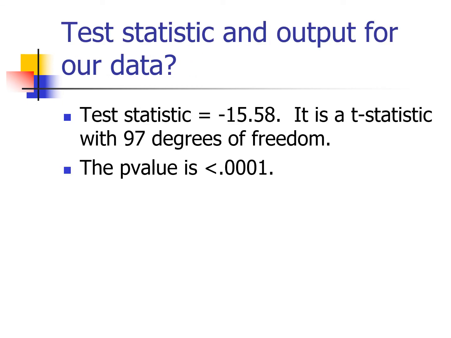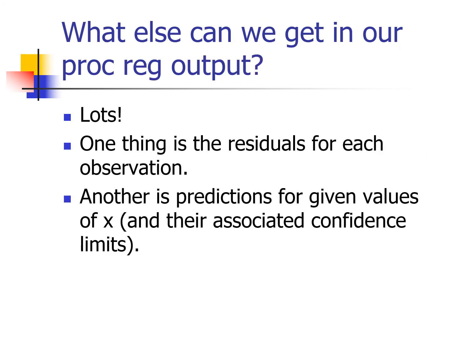So the test statistic is negative 15.58. Mathematically, it's a t statistic with 97 degrees of freedom, and that p-value is very, very small. All right, so that wraps up hypothesis testing for slope and y-intercept.